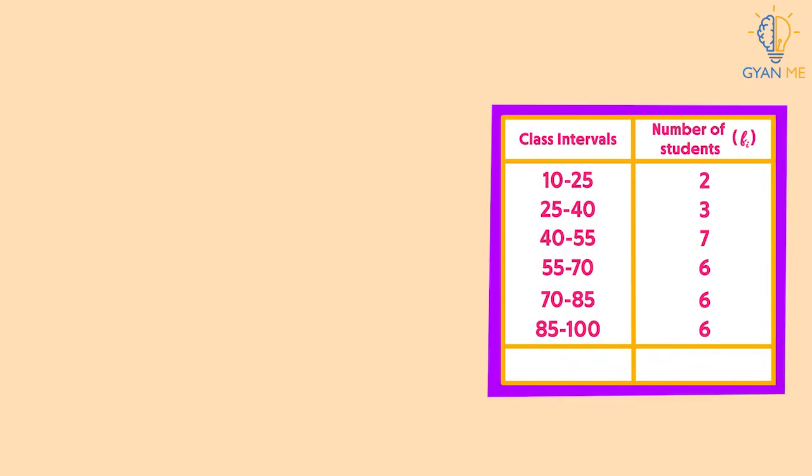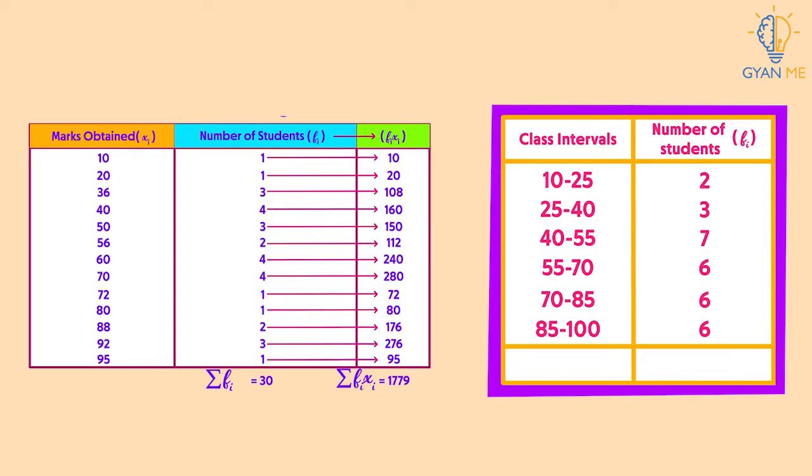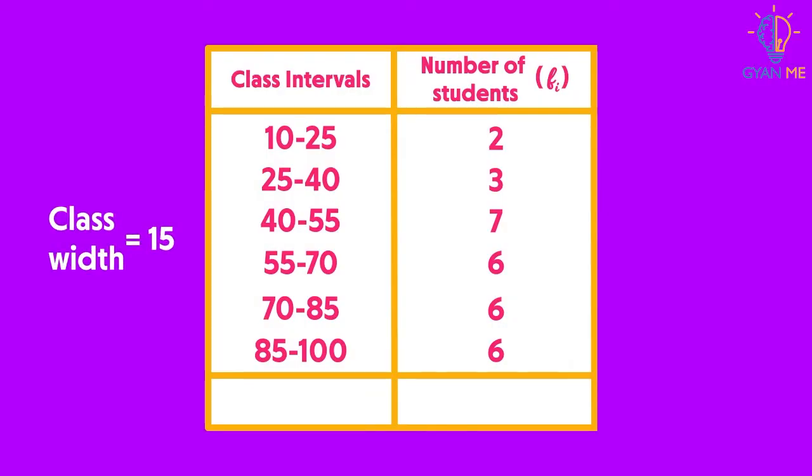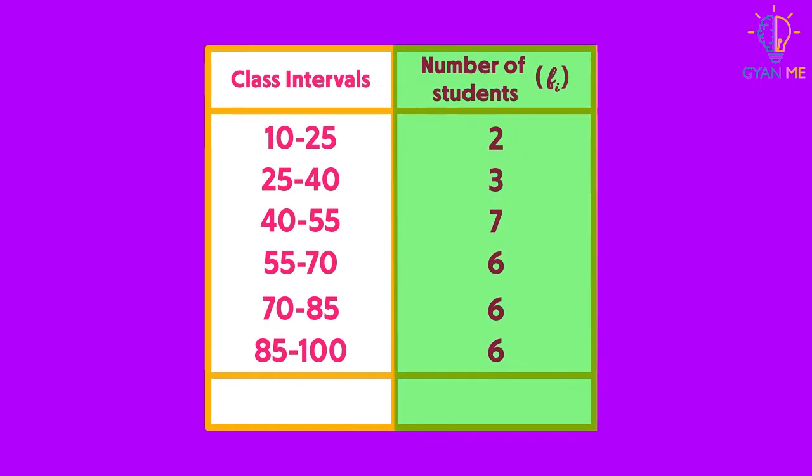But wait, first look at this table that we made in our previous video. It shows we have shortened the table by forming groups. Yes, we have formed classes of width 15 each from the given observations, and we have shortened the table. Here this column is frequencies Fi, which is nothing but the number of students scoring the particular marks. So now let us learn how to find mean for this table.